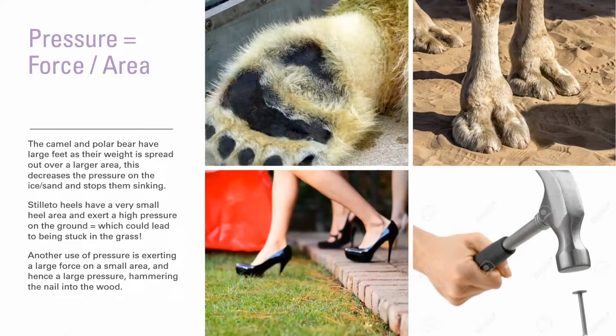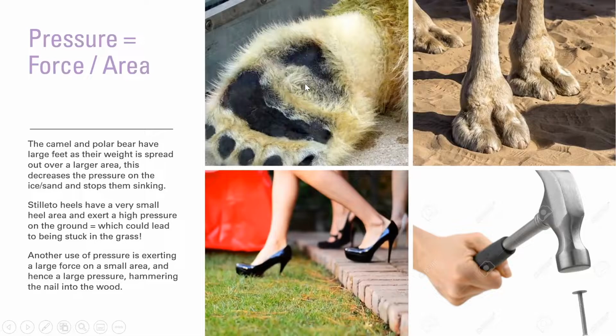At the top here, the top 2 images show a polar bear's paw and a camel's foot. They both have large feet compared to their body, bigger than a normal sized bear's paws, for example. So the weight of the animals is spread over a larger area. If you look back at this, it's force divided by area, so the bigger the area, the less the pressure.